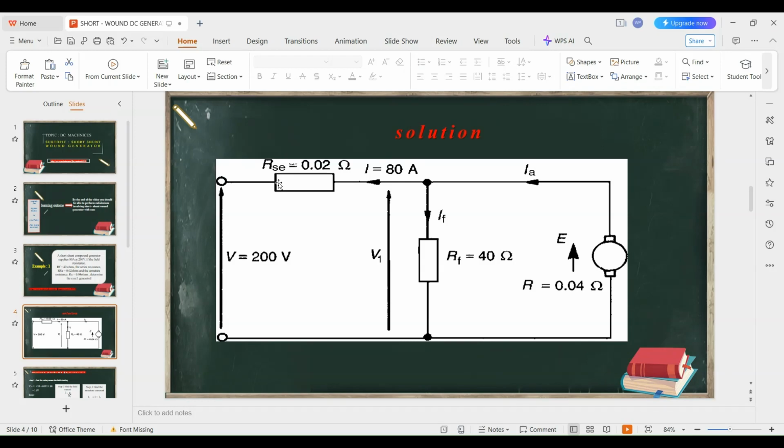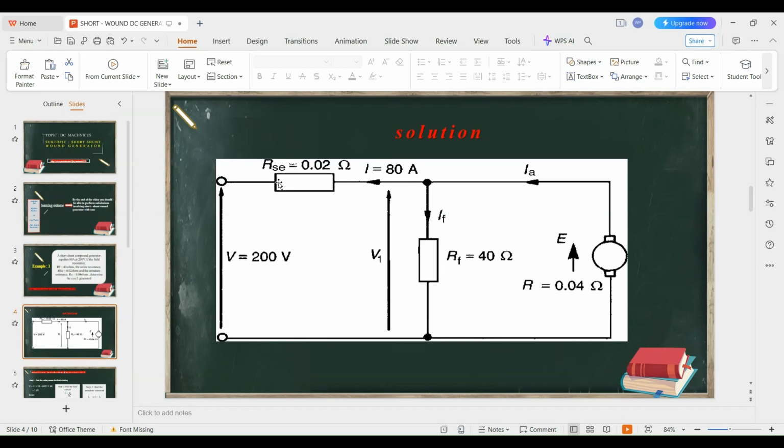Let's go back to our workspace. So armature current will be given by I plus IF. Our I is 50 plus IF we have seen is 10.05. Therefore, our armature current will be equal to 60.05 amperes. Now, let's go to the final step.